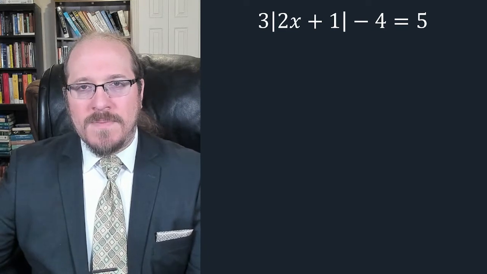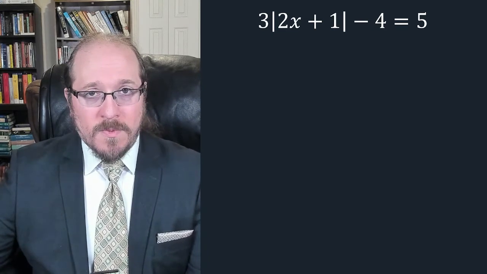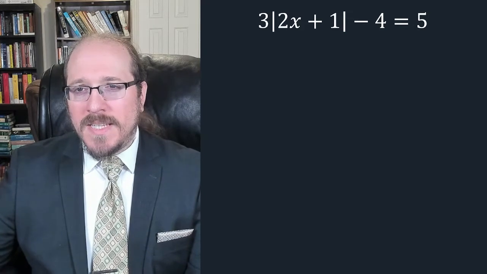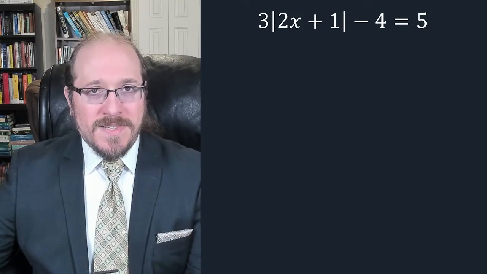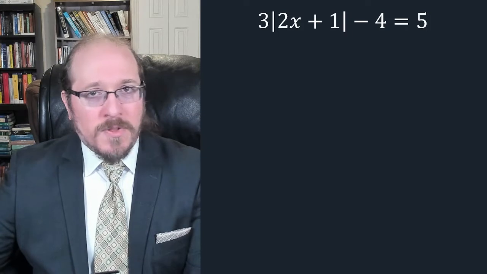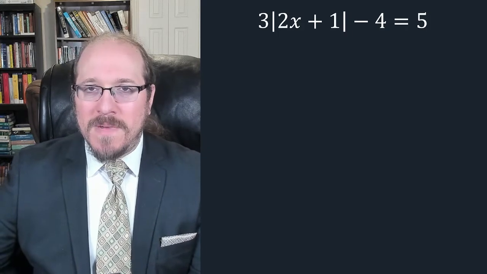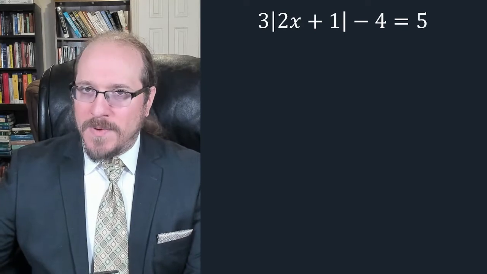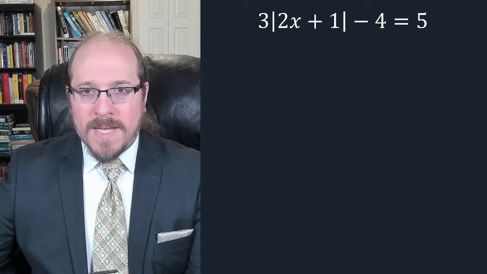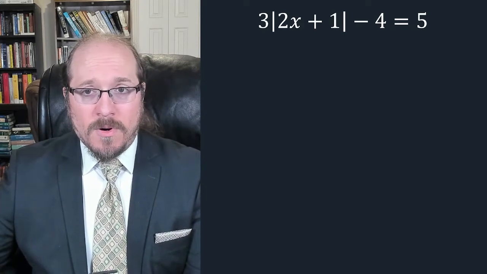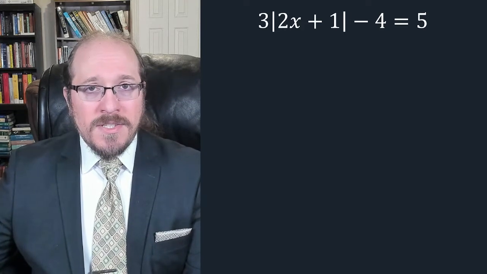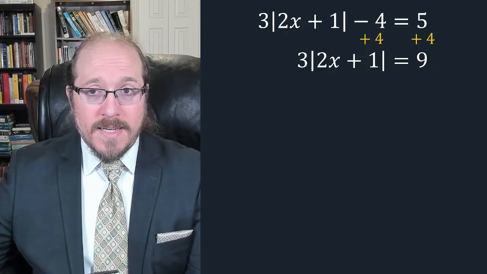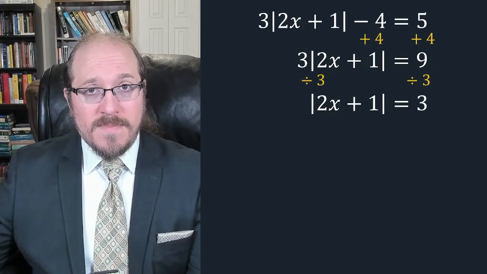3 times the absolute value of the quantity 2x plus 1, all minus 4, equals 5. Try pausing the video to see if you remember how to actually solve this on your own, and then we'll go through it together. No judgment if you don't remember. Okay, so first we'll try to get that absolute value on its own. It's been multiplied by 3 and then subtracted by 4, so we need to undo each of those things. First we add 4 to both sides, and then divide both sides by 3.